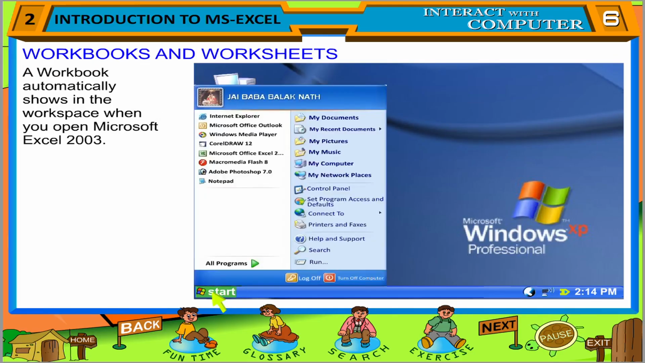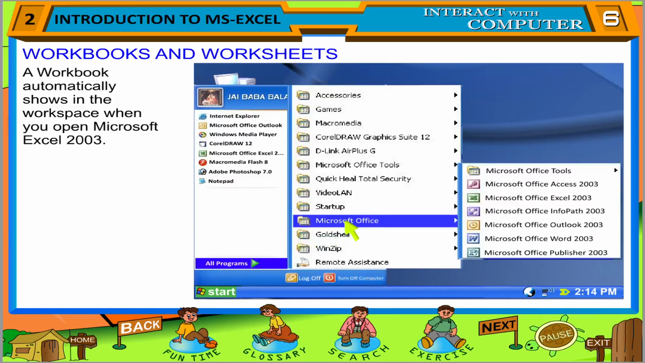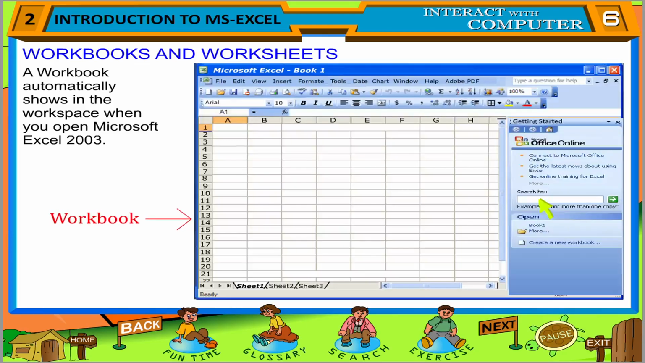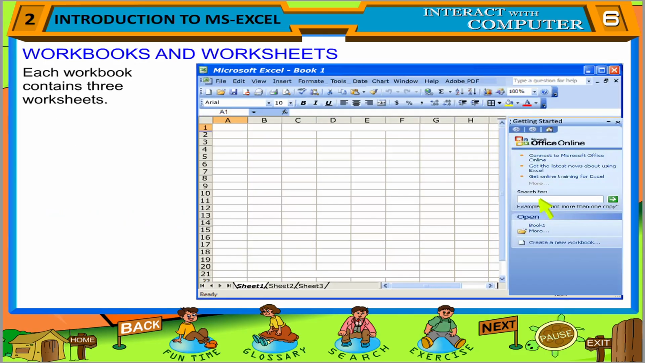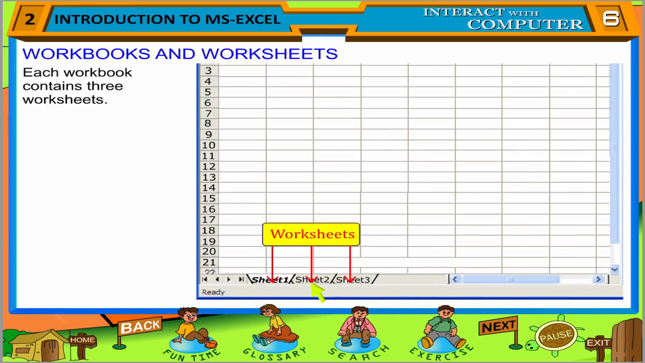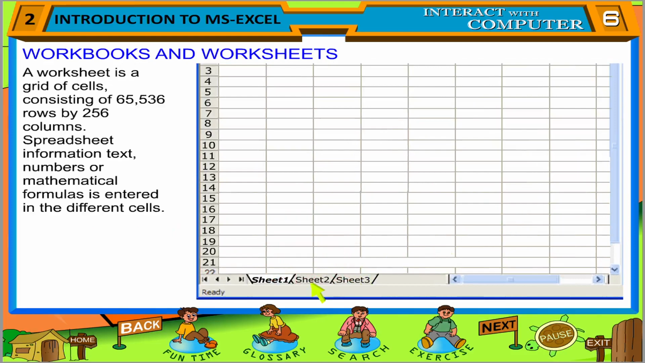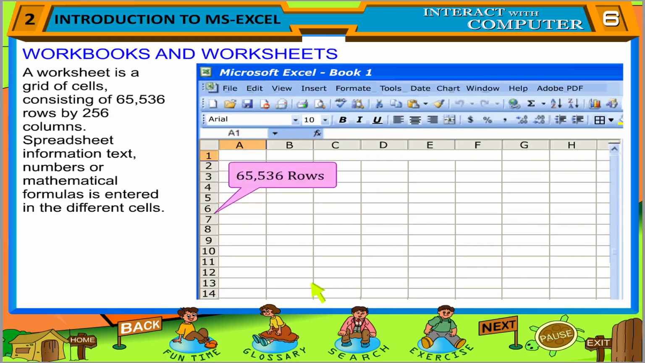Workbooks and worksheets. A workbook automatically shows in the workspace when you open Microsoft Excel 2003. Each workbook contains 3 worksheets. A worksheet is a grid of cells consisting of 65,536 rows by 256 columns. Spreadsheet information, text, numbers, or mathematical formulae, are entered in different cells.